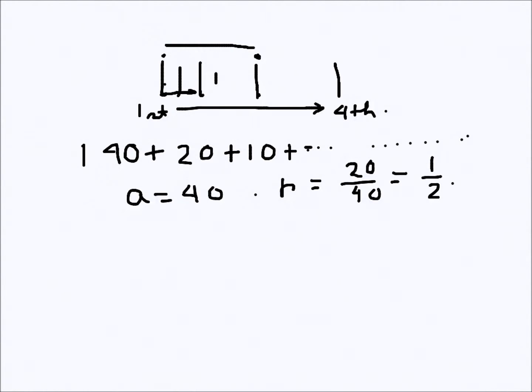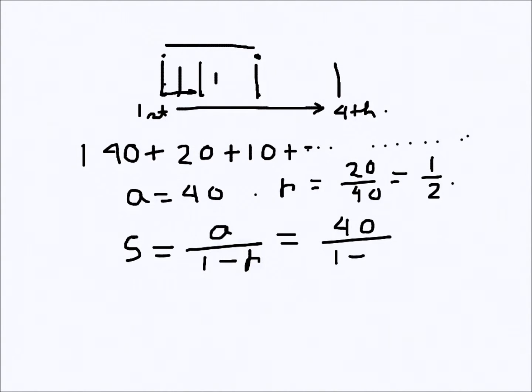In order to find that, which is question B, we can find the sum of an infinite series. For an infinite series the sum is a over 1 minus r. So A here is 40, r here is 0.5, so we get 80 meters.